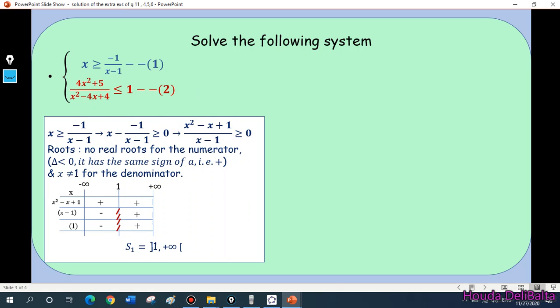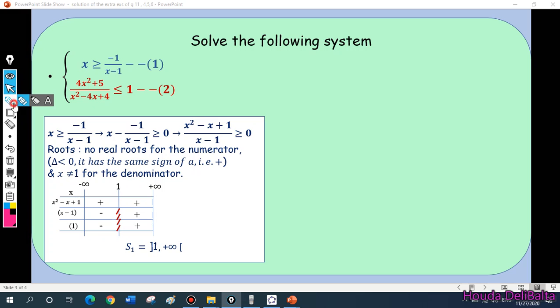Now, according to the first inequality, all we have to do is take all of this to the other side in order to make it 0. So we have to make x plus 1 over x minus 1 greater or equal to 0 by making the same denominator. We put x over 1, we multiply x by x minus 1, then we get x squared minus x, and minus into minus is plus 1, over x minus 1, is greater or equal to 0. Pay attention, you don't have to make cross multiplication.